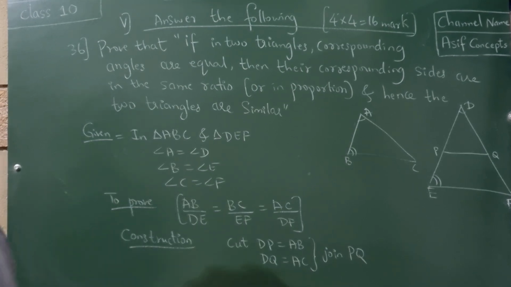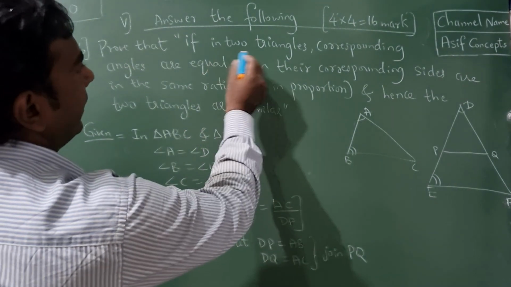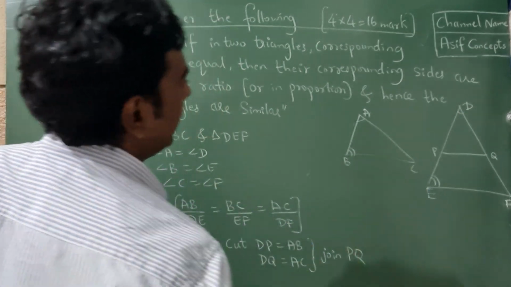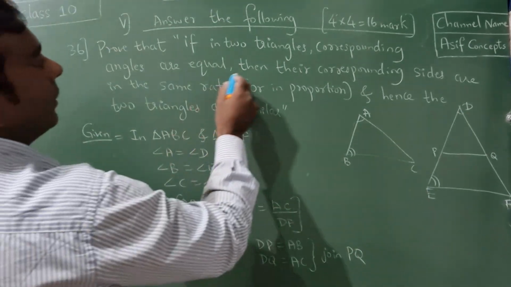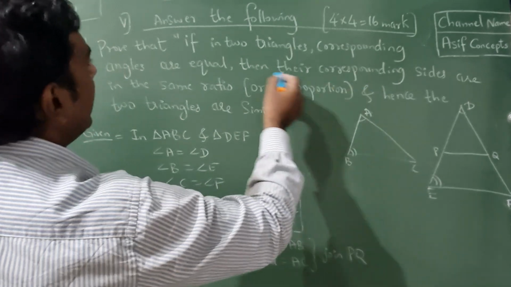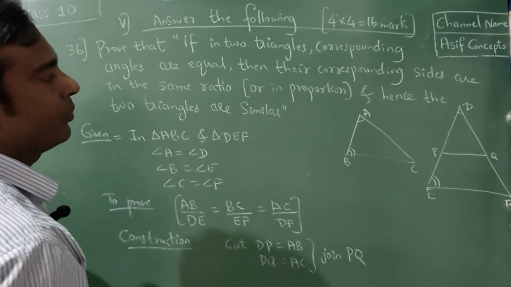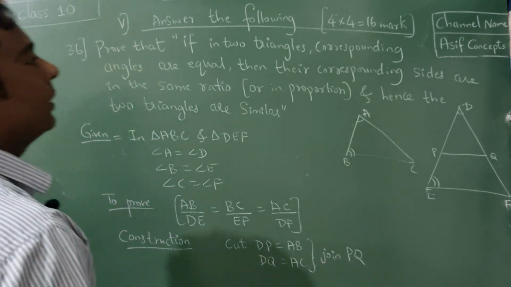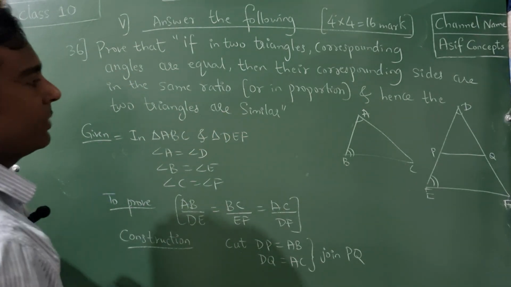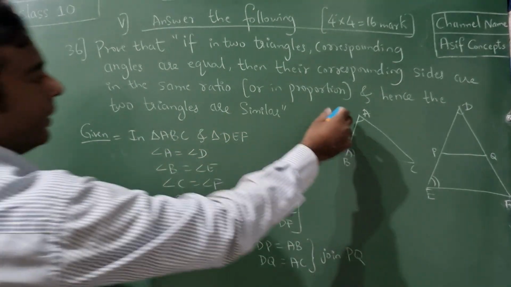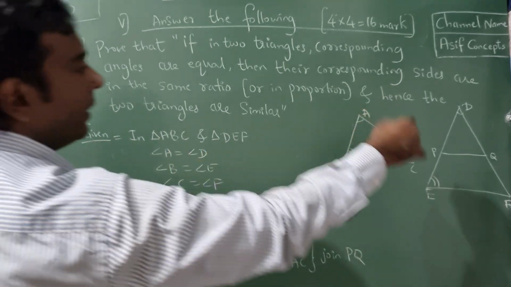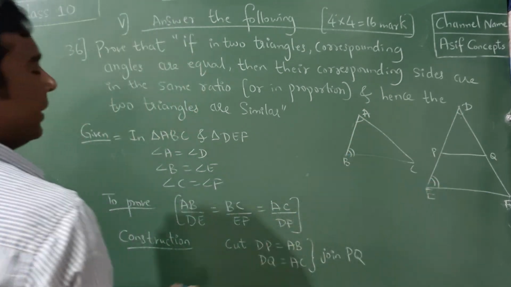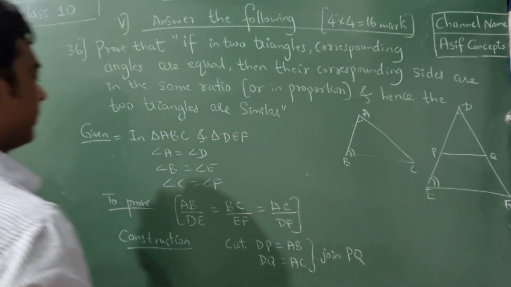The thirty-sixth question is also a theorem. Prove that if in two triangles corresponding angles are equal, then their corresponding sides are in the same ratio, that is AB by DE, AC by DF, and hence the two triangles are similar. So in triangles ABC and DEF, given angle A is equal to angle D, angle B is equal to angle E, and angle C is equal to angle F.